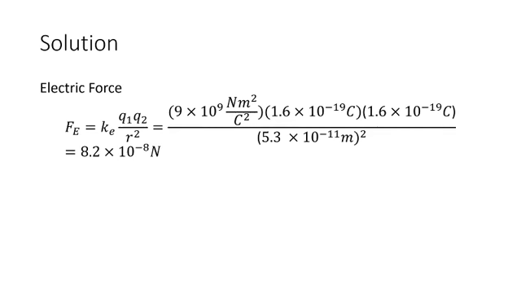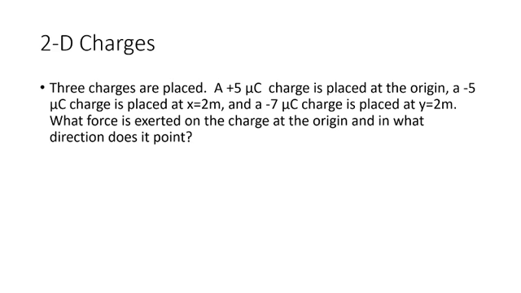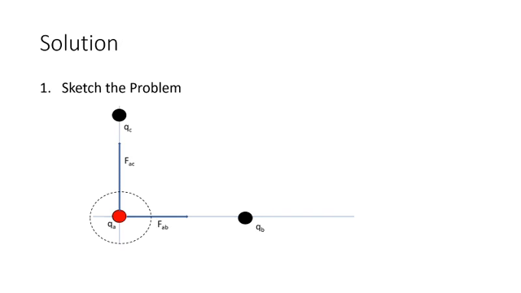All right, now I want to look at the two-dimensional charges. There we had a 5 microcoulomb charge placed at the origin, a negative 5 microcoulomb charge at x equals 2, and a negative 7 microcoulomb charge placed at y equals 2 meters. What is the force exerted on the charge at the origin, and what direction does it point? I sketched the problem here, red for a positive charge, black for negative charges, and then I found my point of interest. I'm looking at charge A.